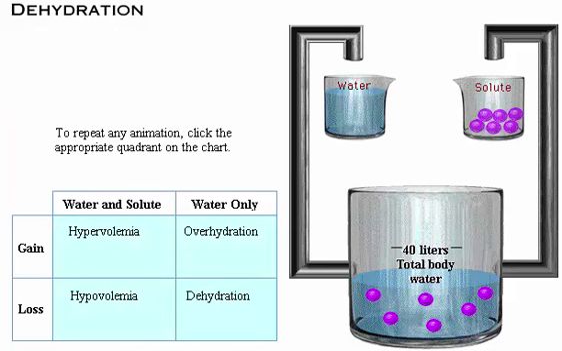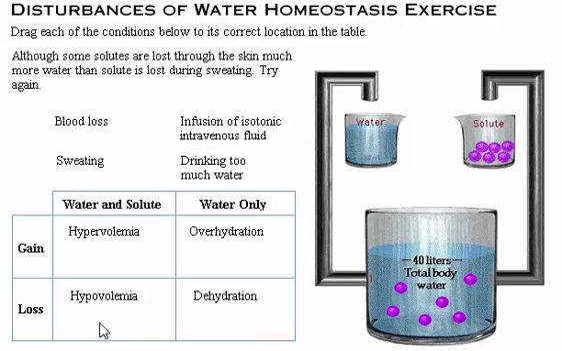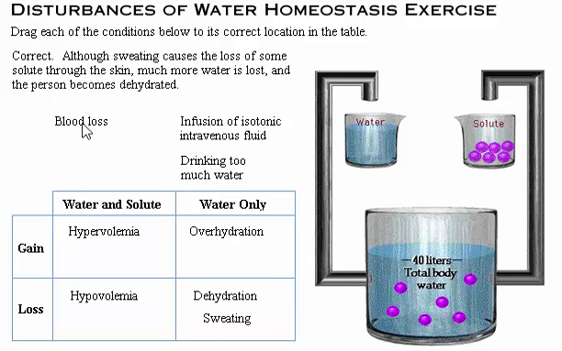Here are 4 examples of conditions that disturb water homeostasis. Drag each one into its correct location in the table. Correct. Although sweating causes the loss of some solute through the skin, much more water is lost, and the person becomes dehydrated.